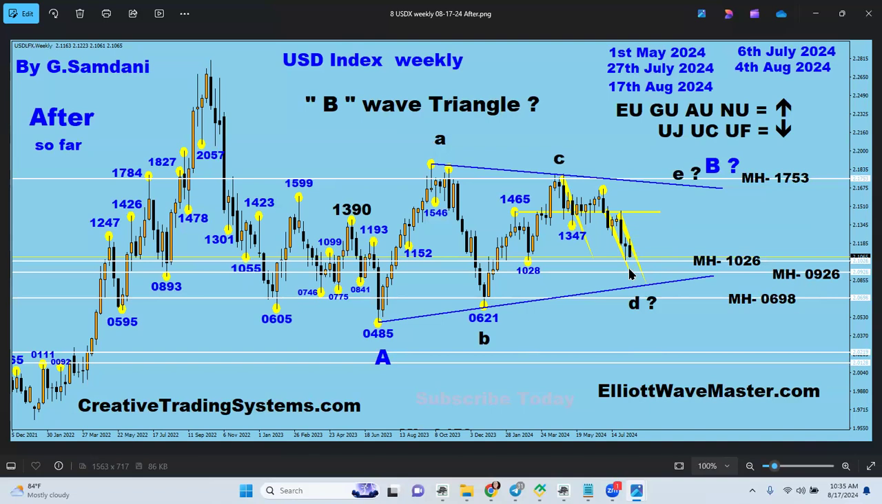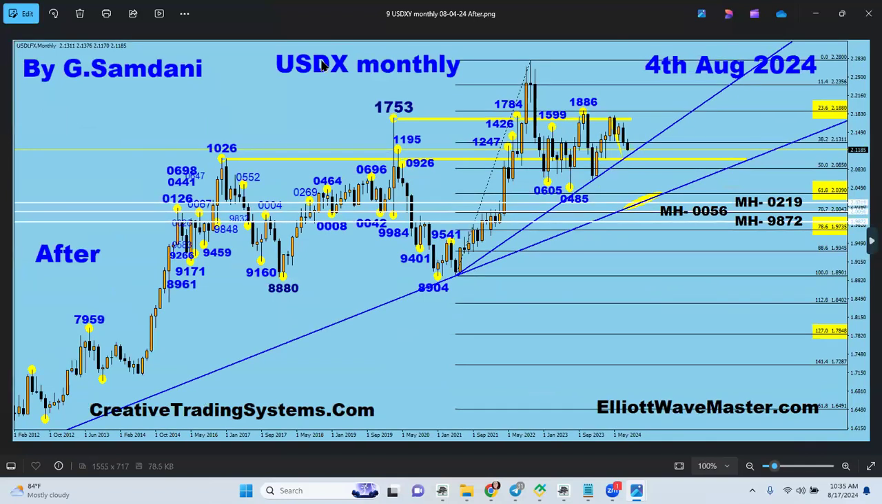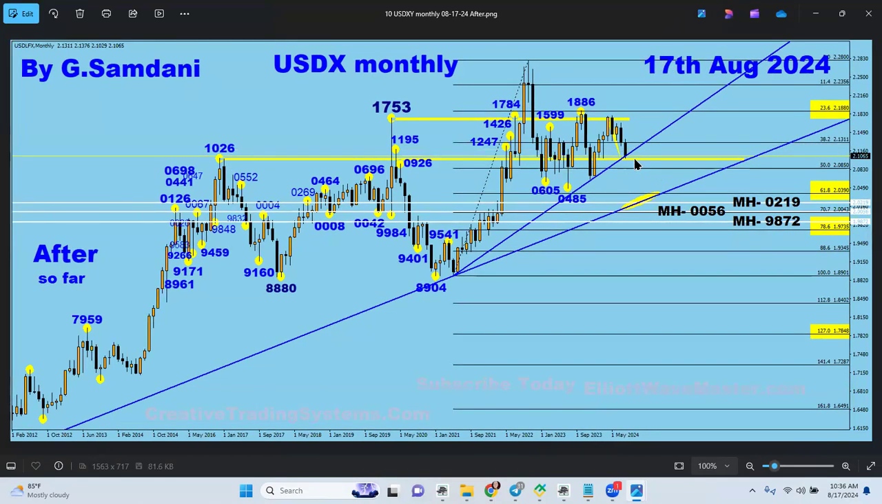So this is what I'm hoping. And now the monthly chart, you can see here, this was 4th August. It was coming down. As I said, from the top it's going to be dropping, and the target is this. But this one, 1026, I think this is where we are sitting today, as of today, right?